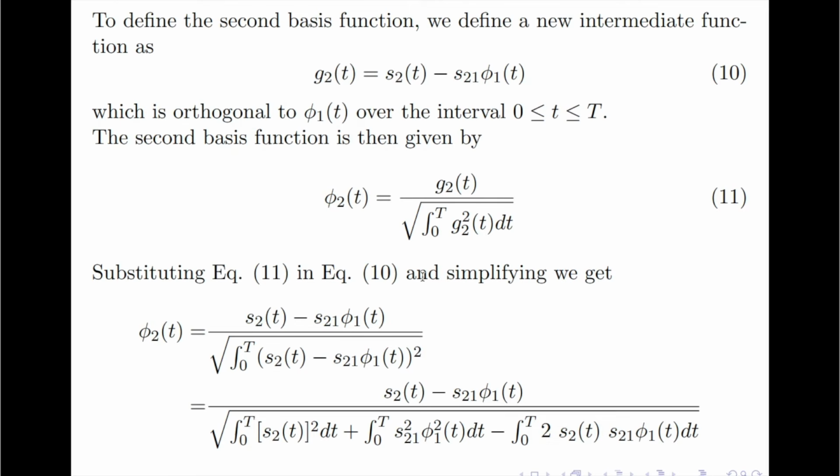For the generation of the third basis function, once again you are going to repeat the procedure we have done for the second basis function. That is, you can start by defining a new intermediate function given by g3 of t, which can be written as s3 of t minus s31 into phi 1 of t minus s32 into phi 2 of t. And the procedure for the remaining steps simply expands in a very similar manner.